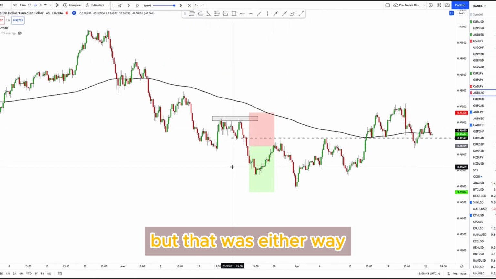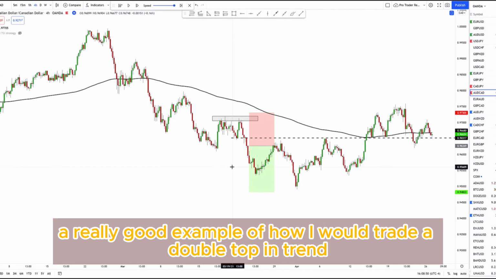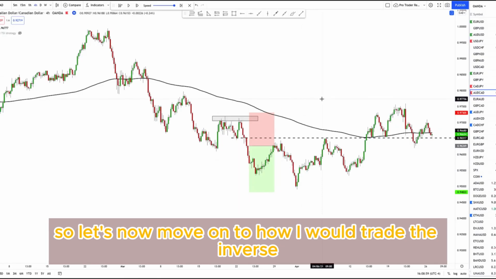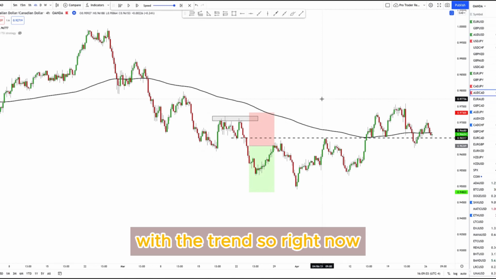But that was, either way, a really good example of how I would trade a double top in trend. And it is something that has given me an advantage over a large sample size. So, let's now move on to how I would trade the inverse head and shoulders pattern with the trend.